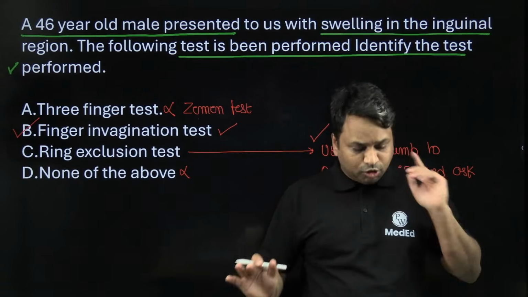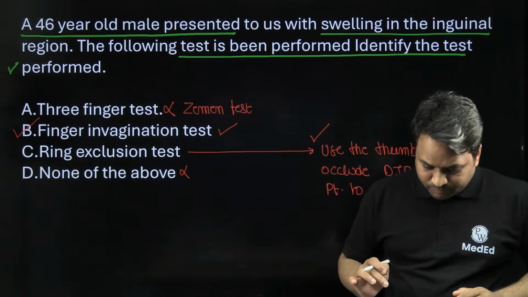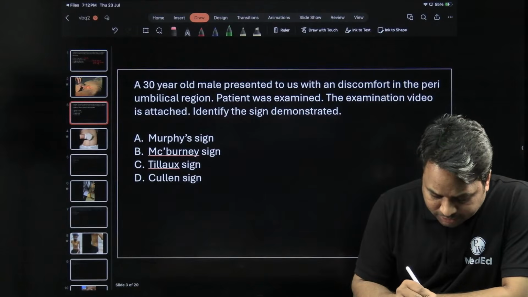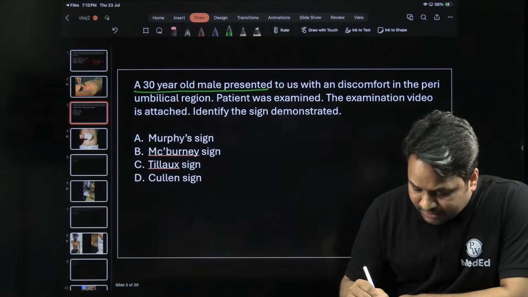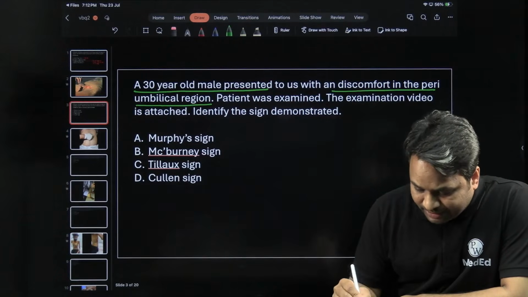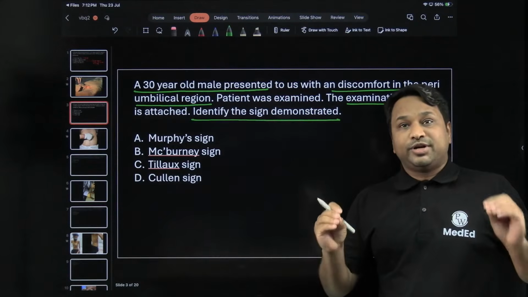Okay, great. Now, moving to the second question. Question number 2 is this. I have a 30-year-old male who presented to us with discomfort in the periumbilical region. The patient was examined. The examination video is attached to identify the sign demonstrated.